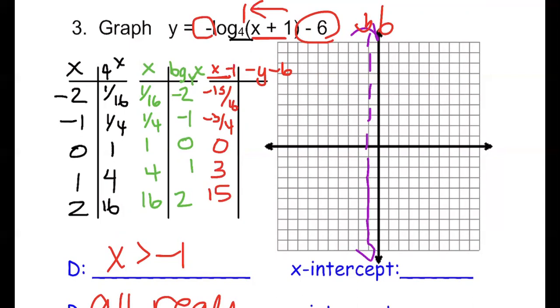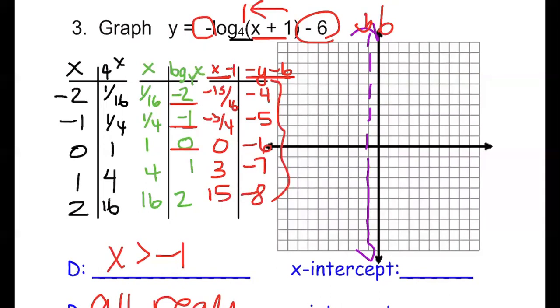For my y values, it tells me to multiply them by a -1 first, so change their sign, and then subtract 6. So -2, if I change the sign, is a +2, and then I have to subtract 6 to get -4. Take the -1 here, change the sign to make it a +1, and then subtract 6, I get -5. 0 doesn't change sign, so just subtract 6, you get -6. Can you see the pattern here? So this is -7, that's -8.